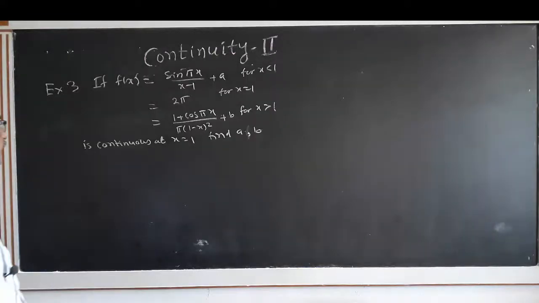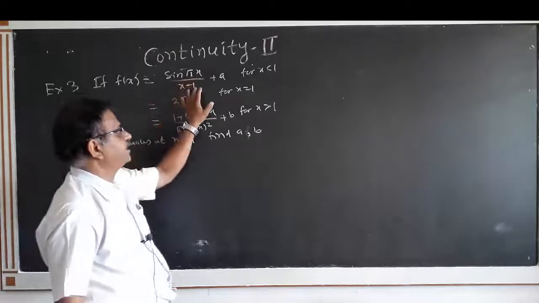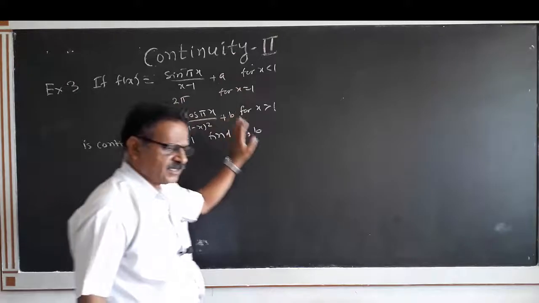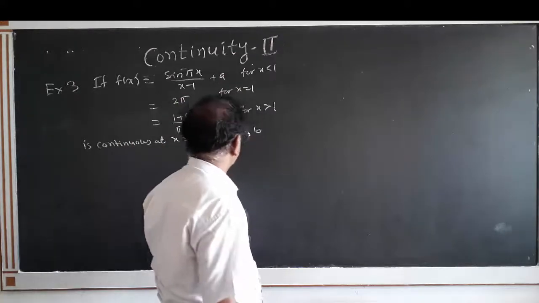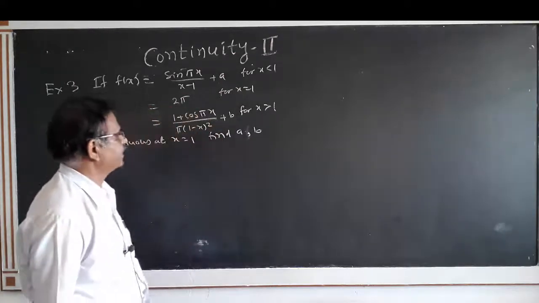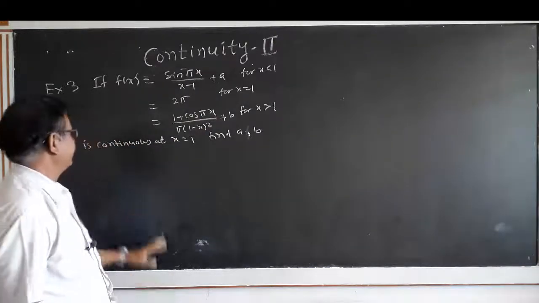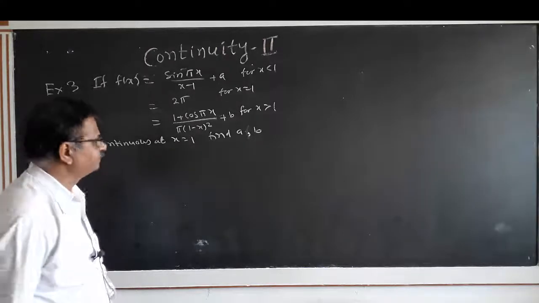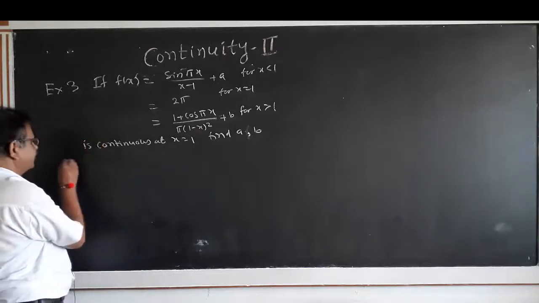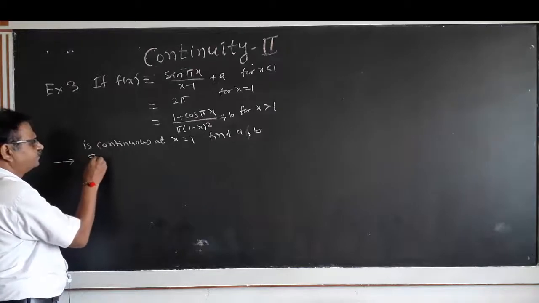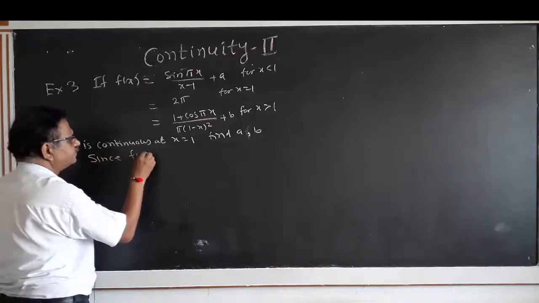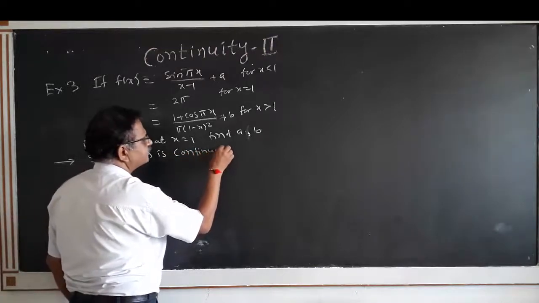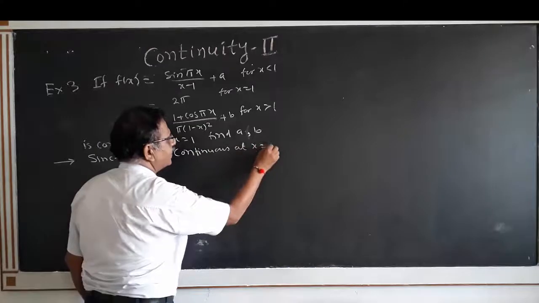Our third problem is, if fx equal to sin pi x divided by x minus 1 plus a for x less than 1, equal to 2 pi for x equal to 1, equal to 1 plus cos pi x divided by pi into (1 minus x) whole square plus b for x greater than 1, is continuous at x equal to 1, find a and b. Here fx is given continuous at x equal to 1.